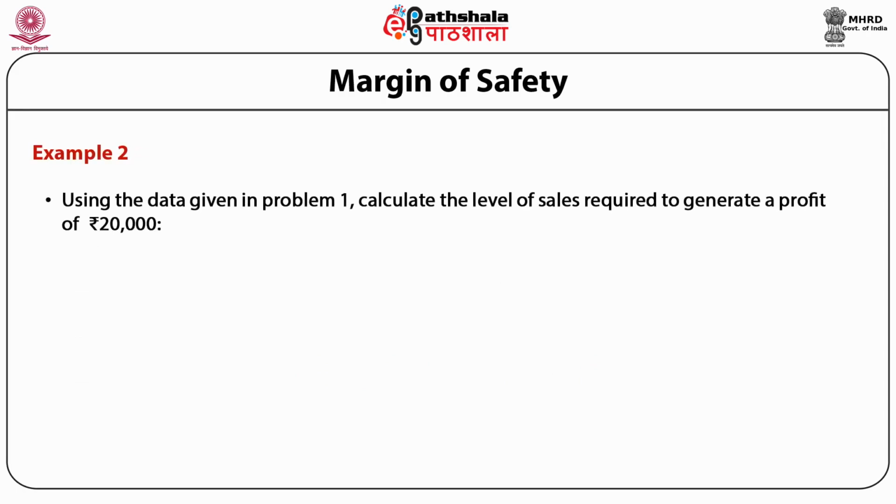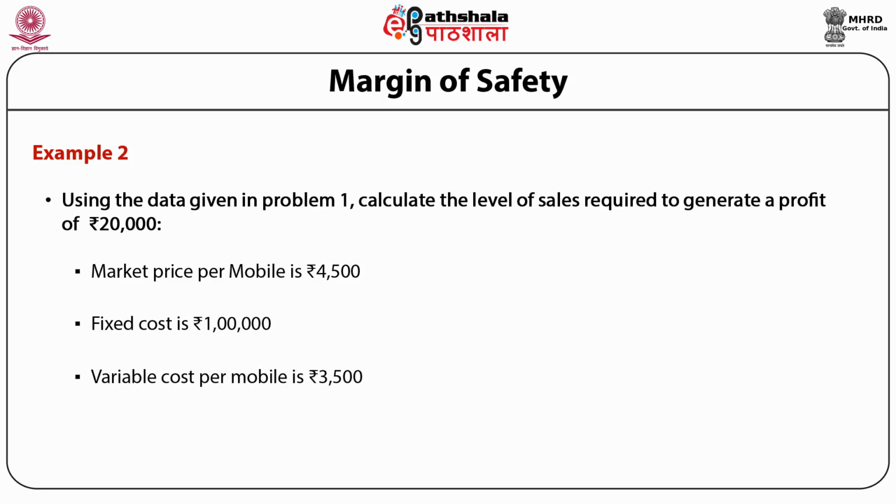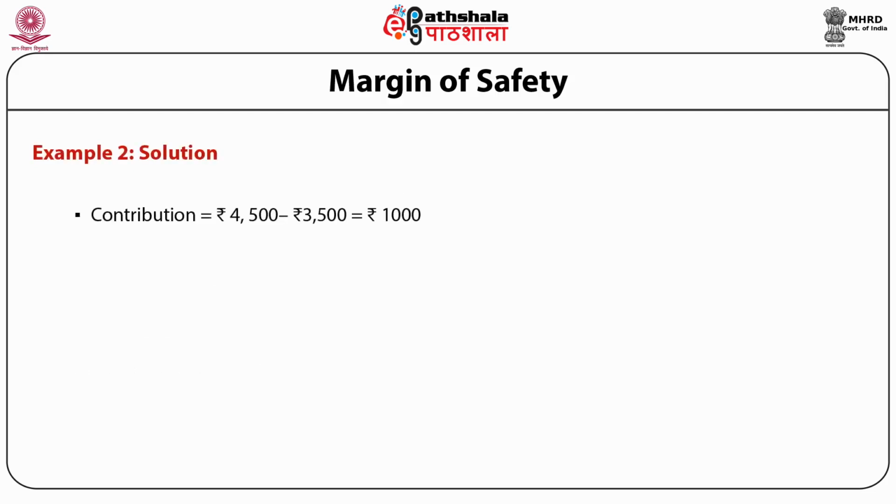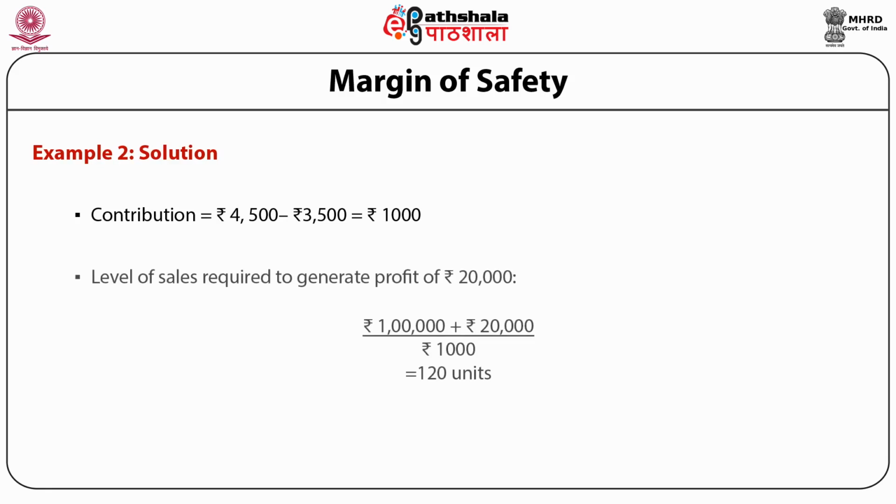Suppose in our case, the company wants to earn 20,000 profit, so what number of mobiles should the company sell? In this case, we have the market price of the mobile, that is rupees 4,500, fixed cost is rupees 1 lakh and variable cost is rupees 3,500, and the contribution is rupees 1,000, and the level of sales required to generate rupees 20,000 as profit for the company is equal to 1 lakh plus 20,000 divided by 1,000, that is equal to 120 units.